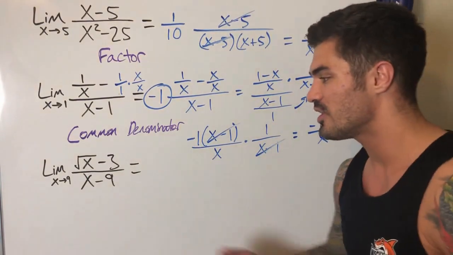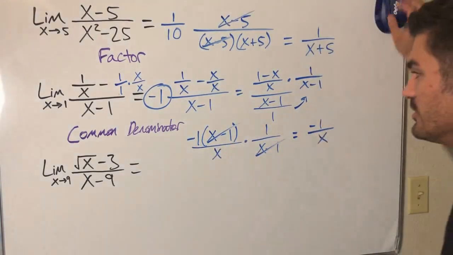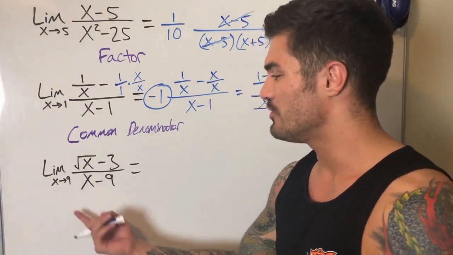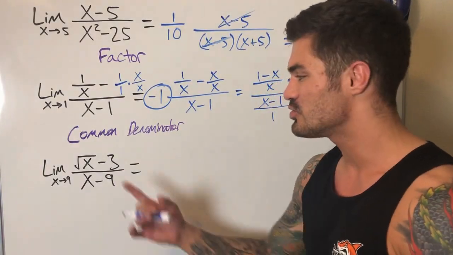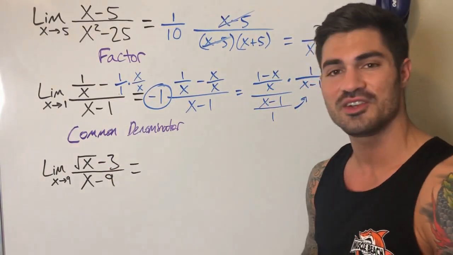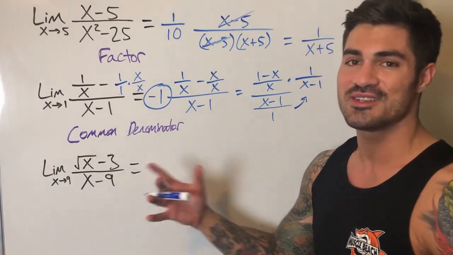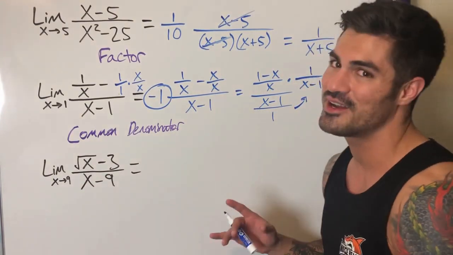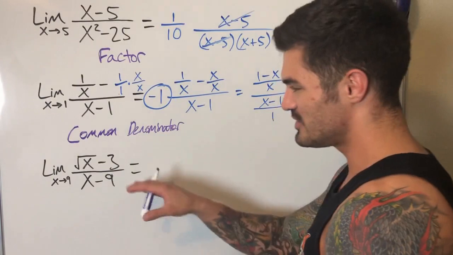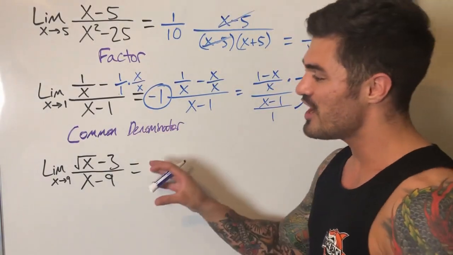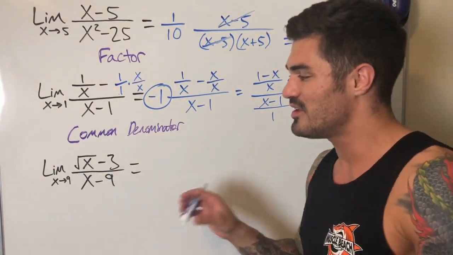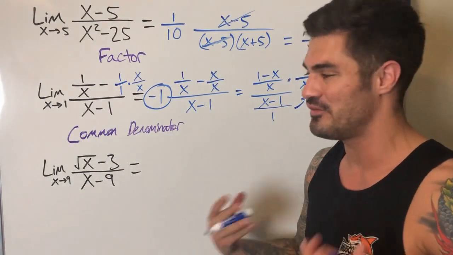And now let's go ahead and look at this third example. Let me erase a little bit. All right, for this last example, the first thing I'm going to do is plug 9 in. Square root of 9 is 3. 3 minus 3 is 0. 9 minus 9 is 0. This is 0 over 0. I think I can probably see that by now. 0 over 0 case. So I'm going to have to cancel something somehow and get this to where I can plug 9 in and get a value.